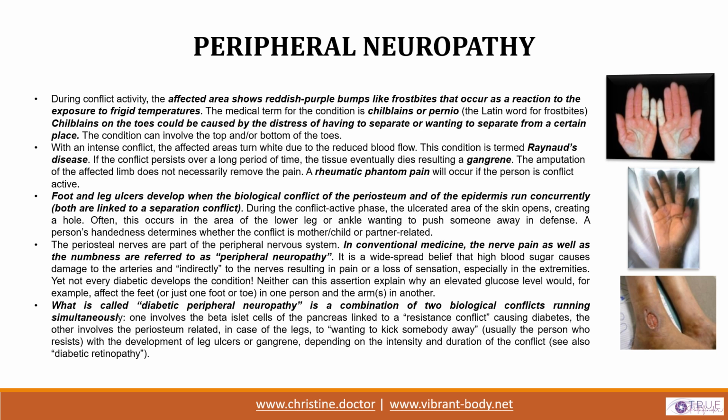With an intense conflict, the affected areas turn white due to the reduced blood flow. And this condition is termed Raynaud's disease. If the conflict persists over a long period of time, the tissue eventually dies, resulting in gangrene. And the amputation of the affected limb does not necessarily remove the pain. A rheumatic phantom pain will occur if the person is still in the conflict active phase.